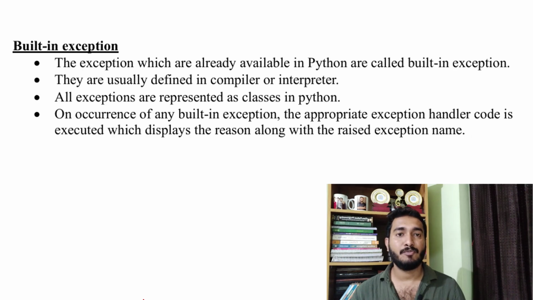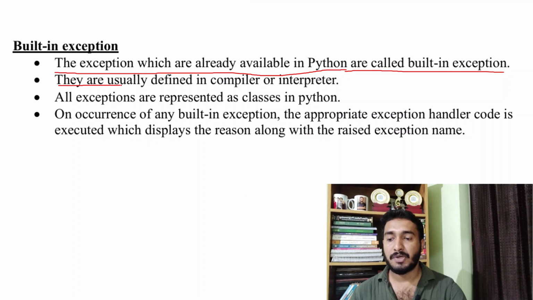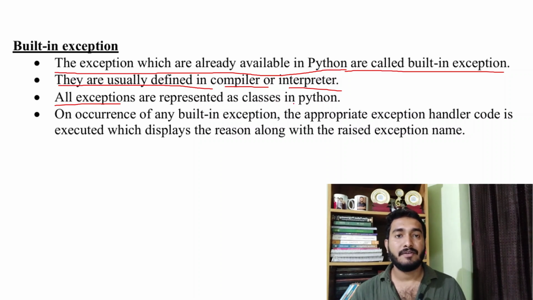Now look at the textbook definition. The exceptions which are already available in Python are called built-in exceptions. They are already available in Python, so when we type their name, the Python interpreter can understand it. Built-in exceptions are usually defined in the compiler or interpreter. All exceptions are represented as classes in Python. I already said that we will be learning about classes later, so now you don't worry about classes.